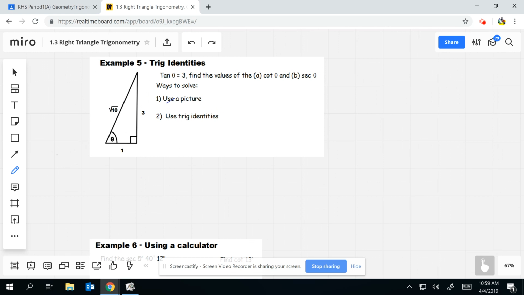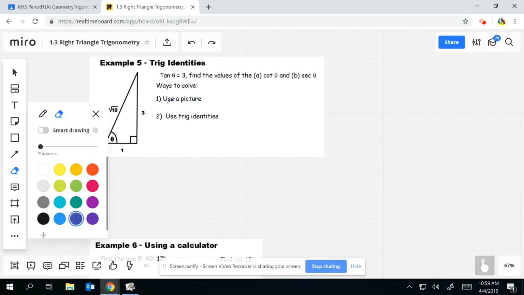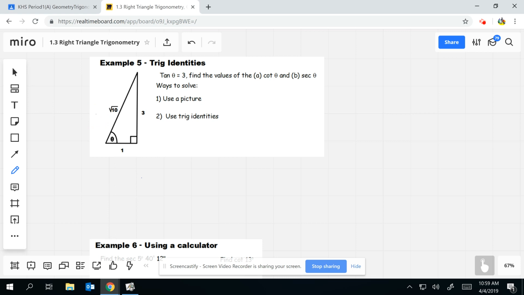Okay, you could use a picture. Again, like I said, we could draw a triangle. But let's see if we can use the identities. And what they're giving us is that the tangent of theta equals a 3. And I'm going to make a fraction out of it because tangent means opposite over adjacent. That's why my picture has an opposite of 3 and an adjacent of 1, because my tangent means opposite over adjacent.